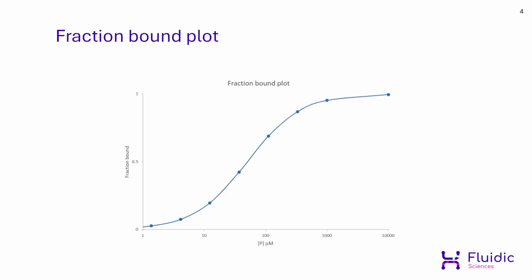From this experiment, the data is then plotted onto a graph. This is a fraction-bound plot. Here, the fraction of the ligand bound to the protein is plotted against the total concentration of the protein. At the beginning of this titration, there is only ligand. As protein is added to the system, the proportion of ligand bound to protein increases until saturation, when all of the ligand in the system is bound to the protein. The concentration at which half the ligand is bound is the KD value.